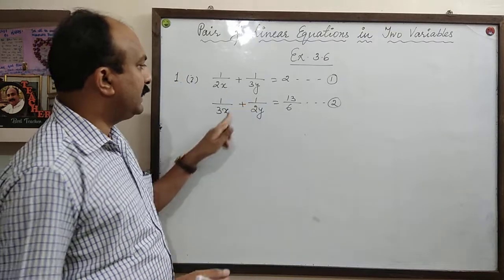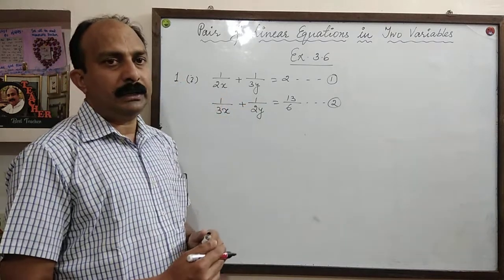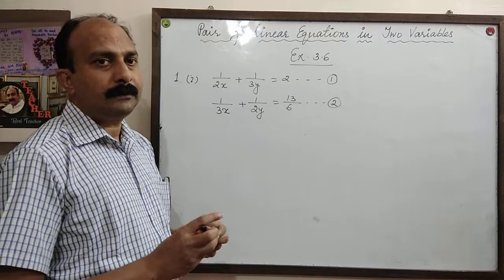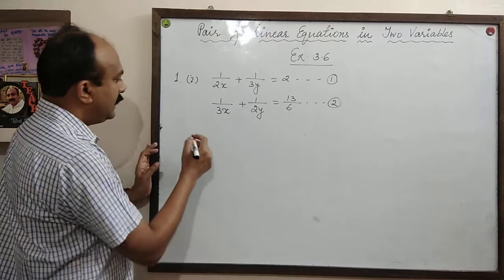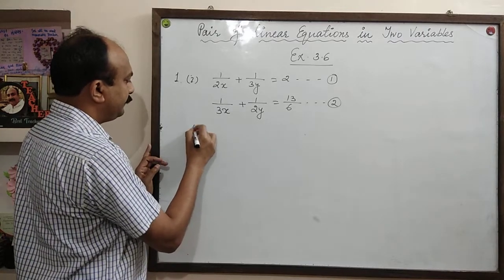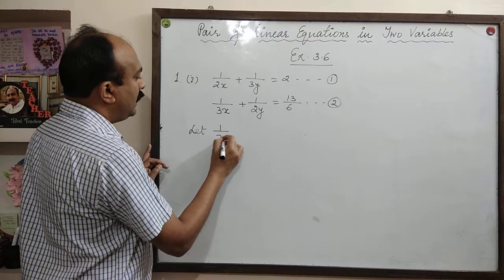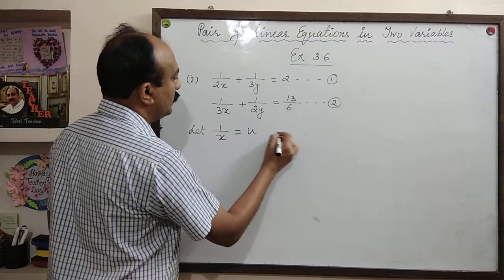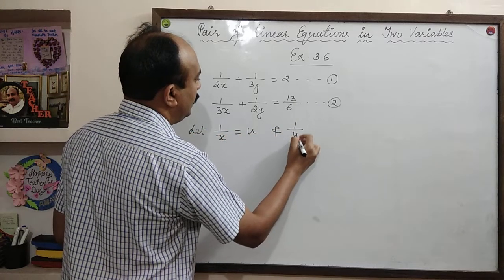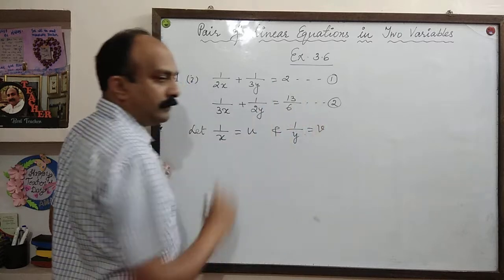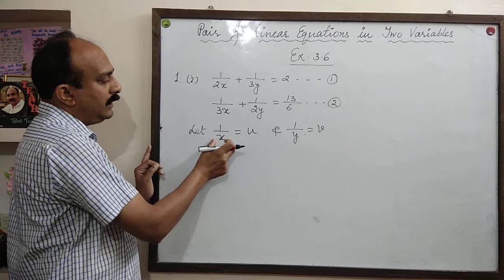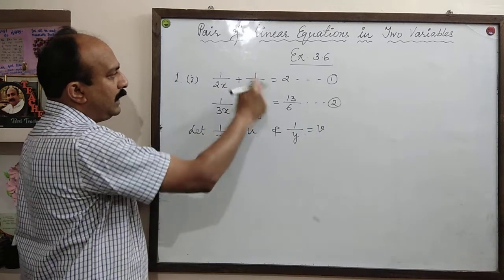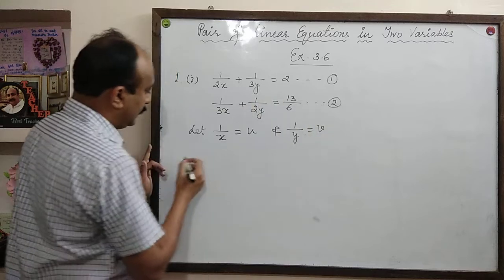Wherever you find x and y in the denominator, this is the method. And the method is, let 1 upon x is equal to u and 1 upon y is equal to v.